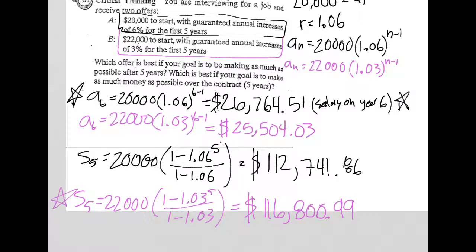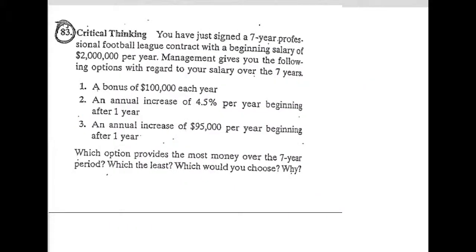And now let's look at the next problem. This question is very similar to the last one. We have a couple different offers here, different scenarios, and we want to figure out which one is going to be the best option for us. So we've just signed a 7-year professional football league contract with a beginning salary of $2 million per year. Management gives you the following options with regard to your salary over the 7 years.